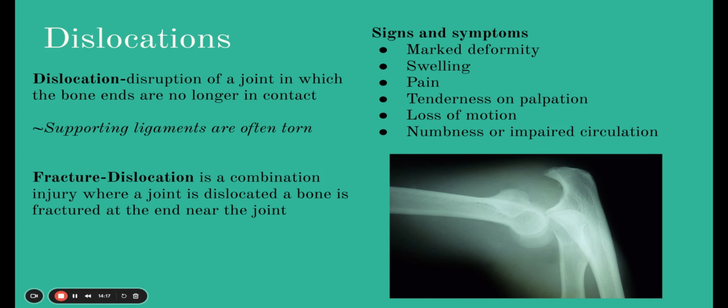That is where the joint is dislocated and a bone at either end of the joint is fractured. So if you dislocated your elbow but also broke your humerus, that would be a fracture dislocation. And like I said, it's pretty impossible to differentiate in the field, but just a good thing to know. Keep in mind that it might look like one thing, might be the other thing, might be both.